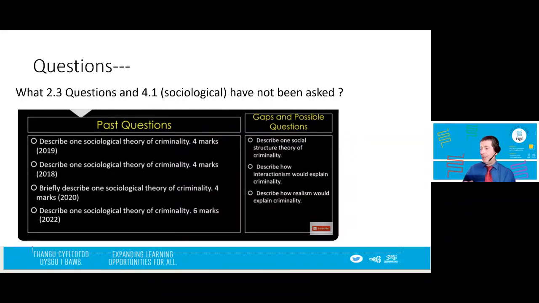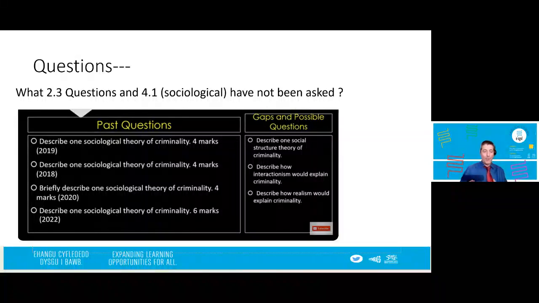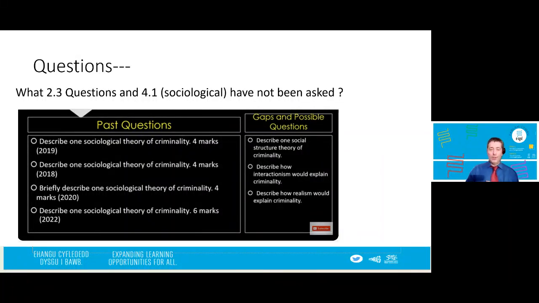Also, describe how realism, right or left, would explain criminality. Well, I've spent a lot of time now on right realism. Left realism is very similar to Marxism, but they don't use the term bourgeois and proletariat. Apart from that, they focus again, like Marxism, on the inequality within society, the inequality of opportunity, and the inequality in wealth. So that's the focus of that. When it comes to 2.3, you could certainly make a mental note of those three.